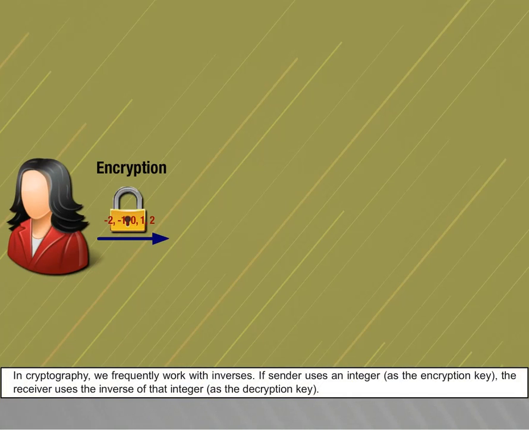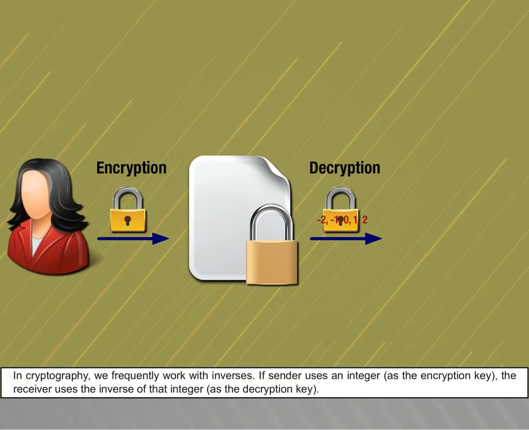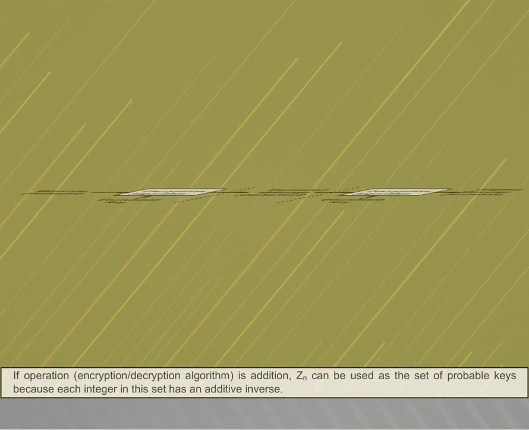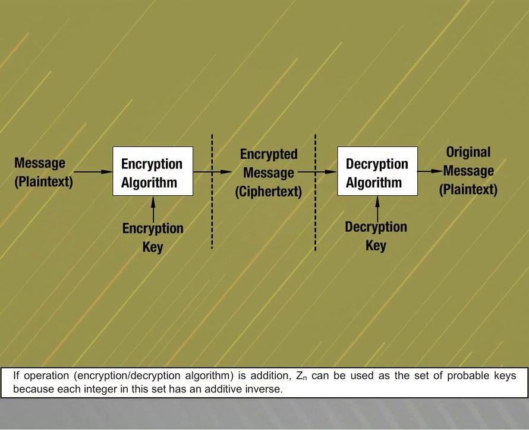In cryptography, we frequently work with inverses. If the sender uses an integer as the encryption key, the receiver uses the inverse of that integer as the decryption key. If the operation, that is the encryption or decryption algorithm, is addition, Zn can be used as the set of probable keys because each integer in this set has an additive inverse.